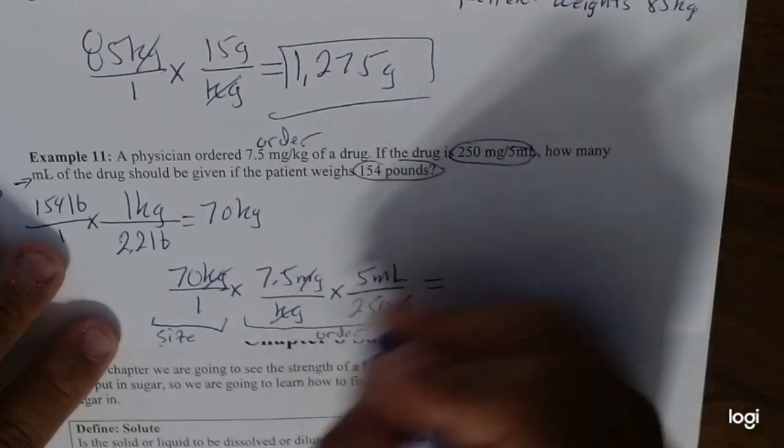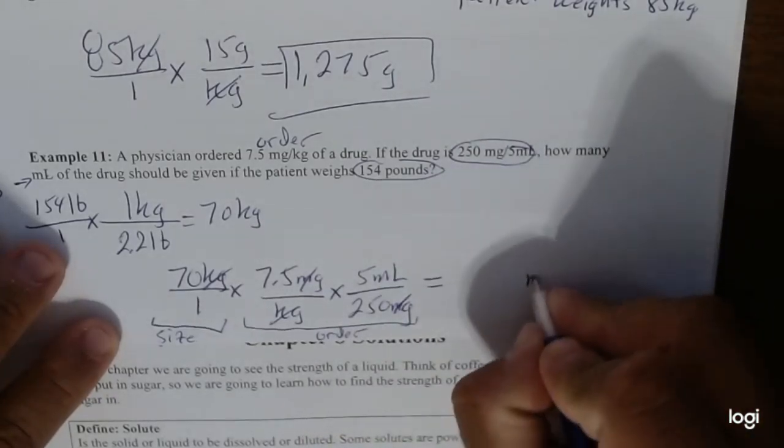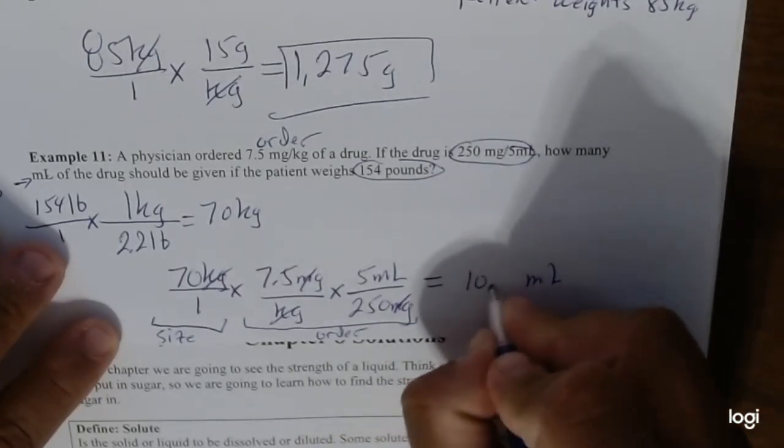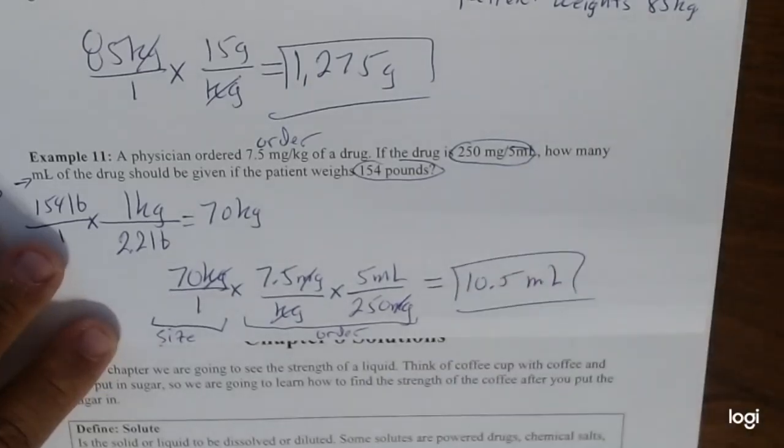So once we do all of this manipulation, we only get milliliters, and we should get 10.5 after all that multiplying and dividing.